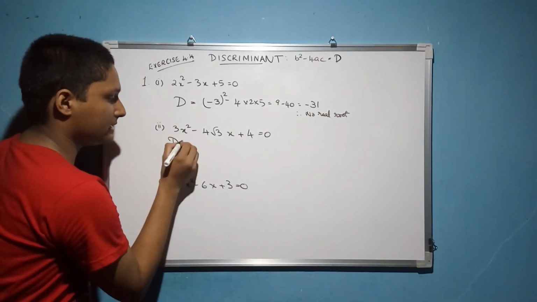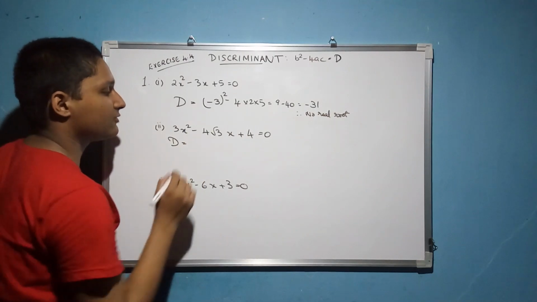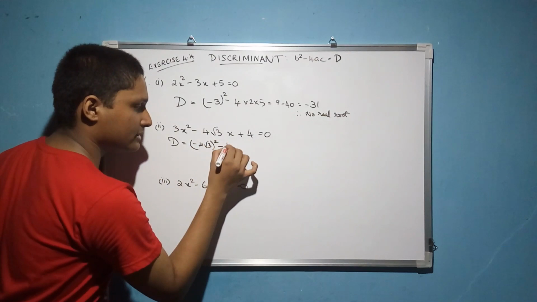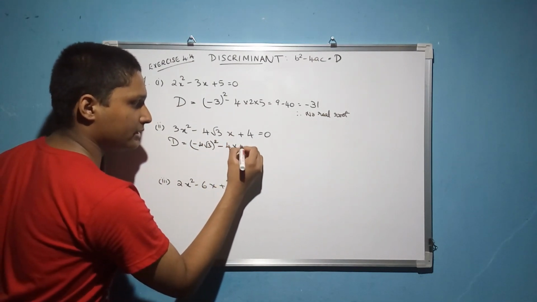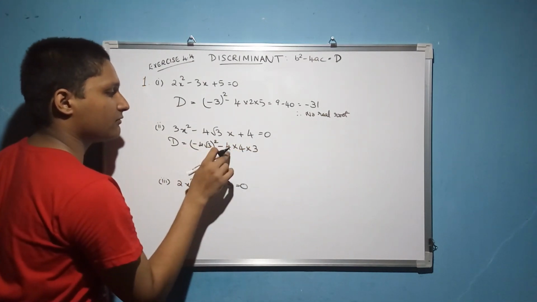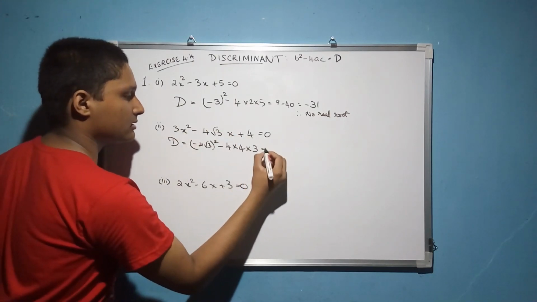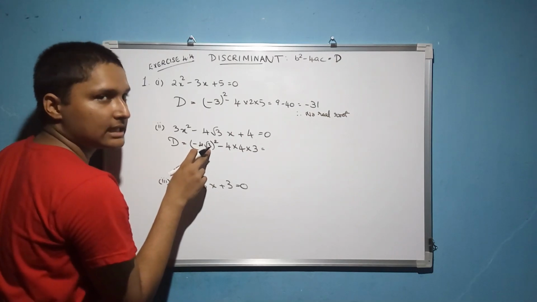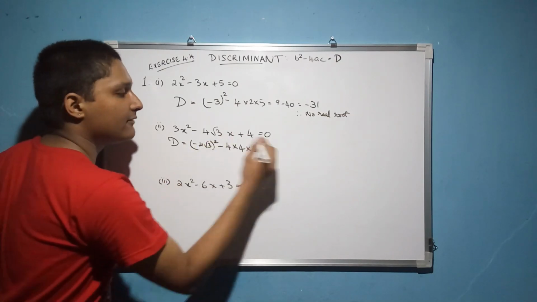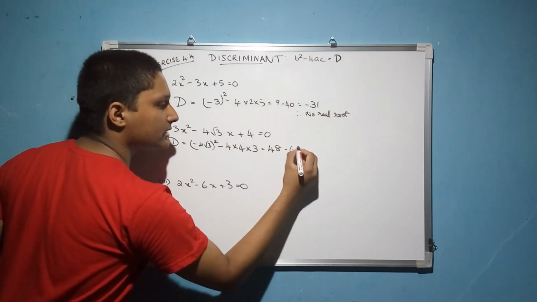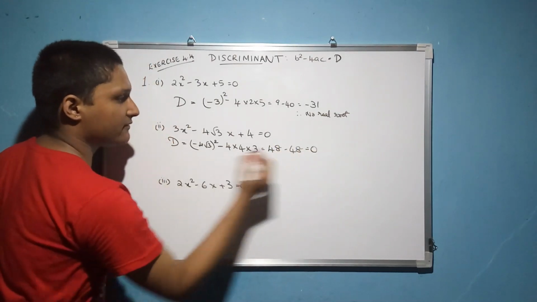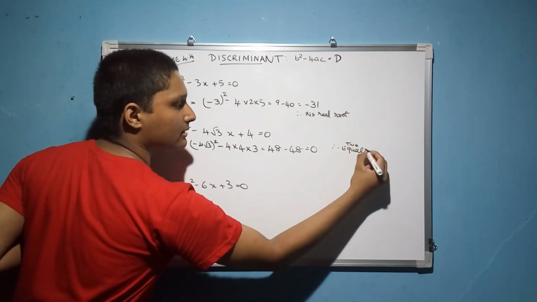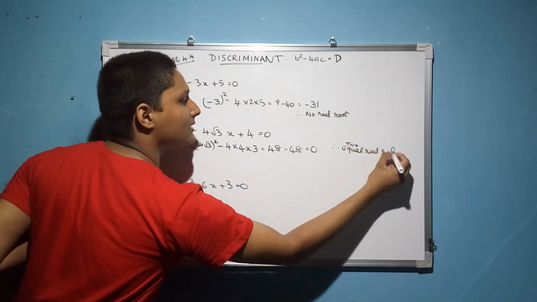Here we'll find out the D. We have b square minus 4ac, that is minus 4 root 3 whole square minus 4 into 3, 4 into c into a. So this is 4 into 4, that is 16, and 16 into root 3 square, which is 3. So 16 into 3 is 48. 48 minus 48 is equal to 0. Therefore, two equal real roots are possible over there.